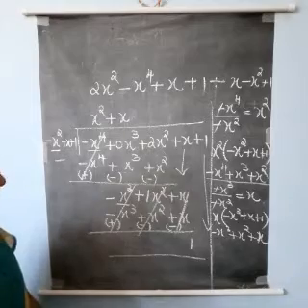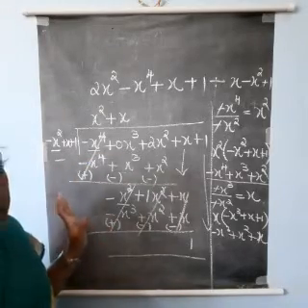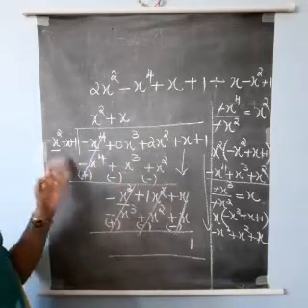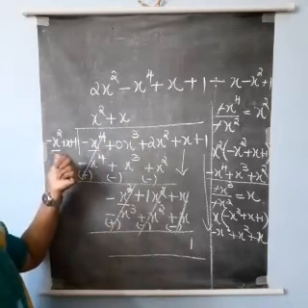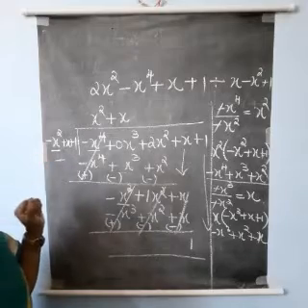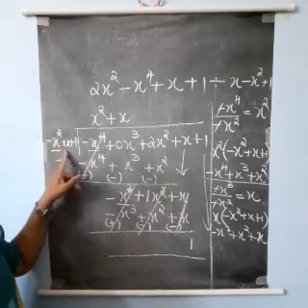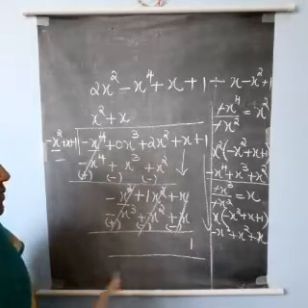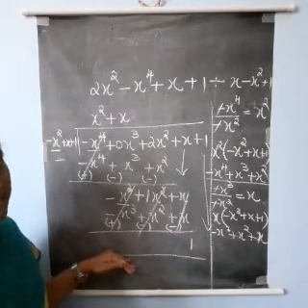So what is the quotient? Quotient will be x squared plus x. The remainder will be 1. And what will the divisor be? Minus x squared plus x plus 1. And this will be the dividend. Have you understood? Now this is something we have already learned in class 9.